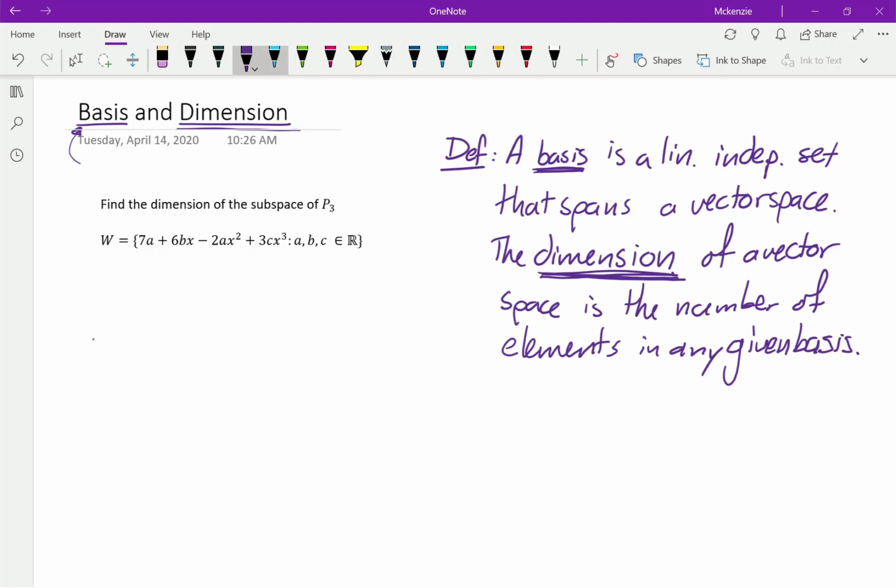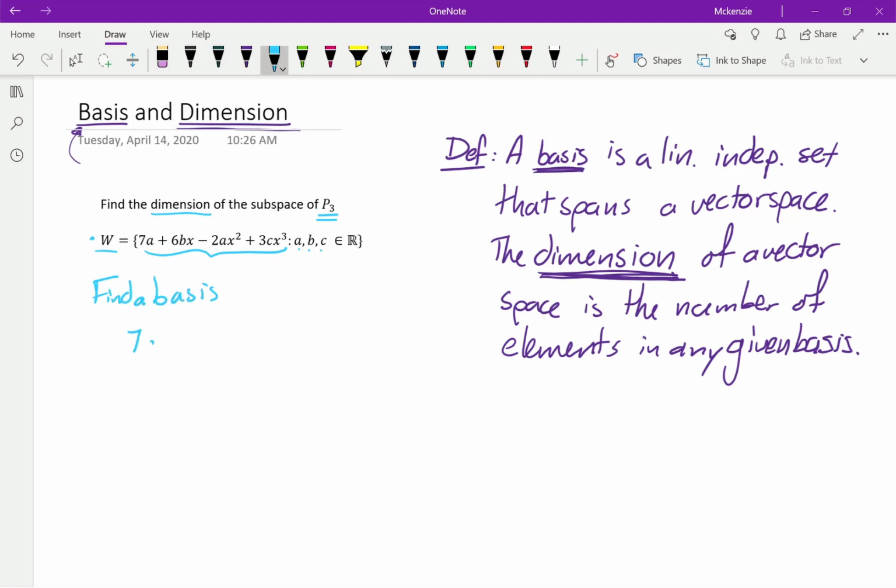Alright, so let's go ahead and look at this particular example. I've just picked out a random vector space that is a subspace of polynomials of degree up to 3, and I've chosen some sort of representation of all of the elements. And we know that we have 3 scalars that we can associate to the elements. So one way to figure out the dimension is to find a basis. And how are we going to do that?